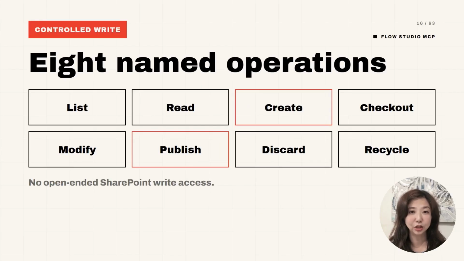Agent picks an action from the closed list. The flow routes to the SharePoint REST endpoint. The write happens inside the flow. So it has 8 operations: list, read, create, checkout, modify, publish, discard, recycle. So this flow is added to the agent as a tool, and the agent doesn't get open-ended SharePoint write access. It gets exactly 8 named operations.